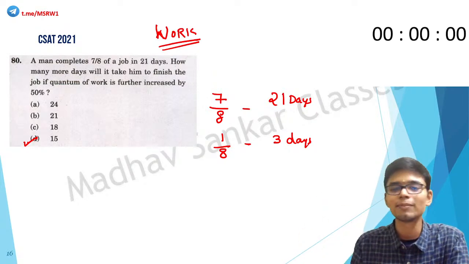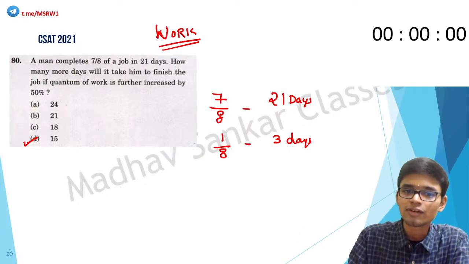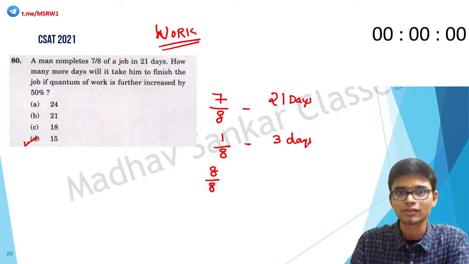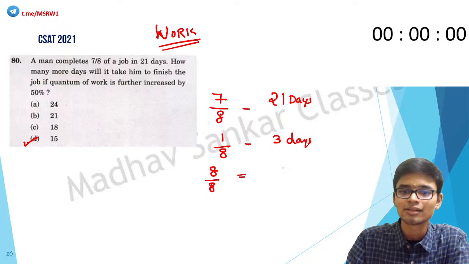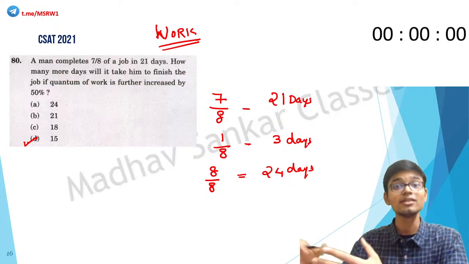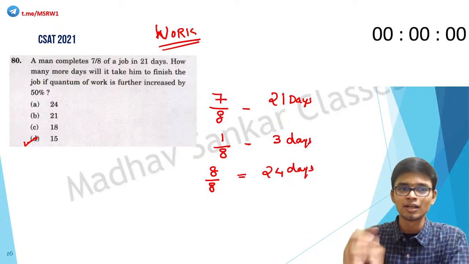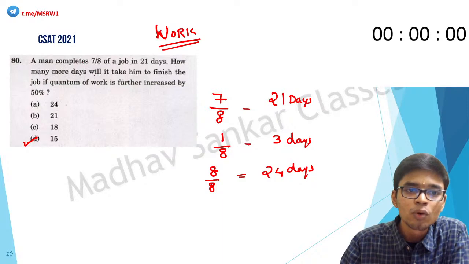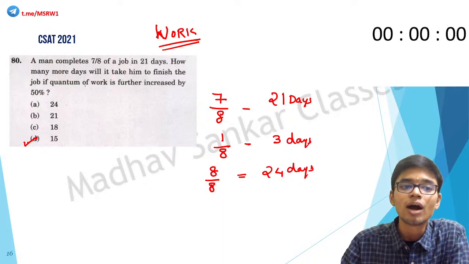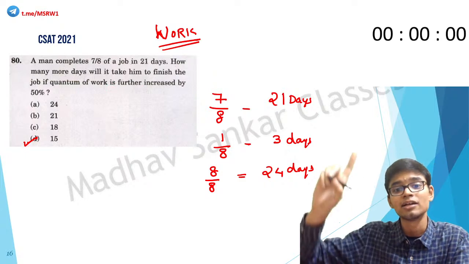So the total work is completed in how many days? Total work means what? 8/8, correct? That is the total work. So 8/8 is 21 plus 3, 24 days. So the total work is completed in 24 days. The question says, how many more days will it take him to finish the job if the quantum of work is further increased by 50%?